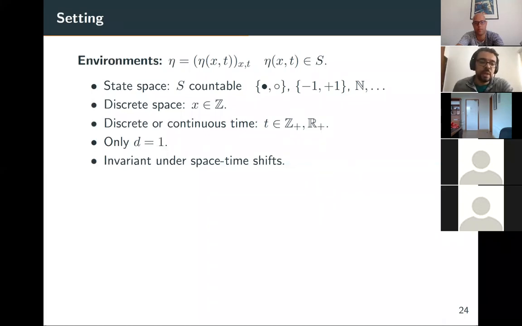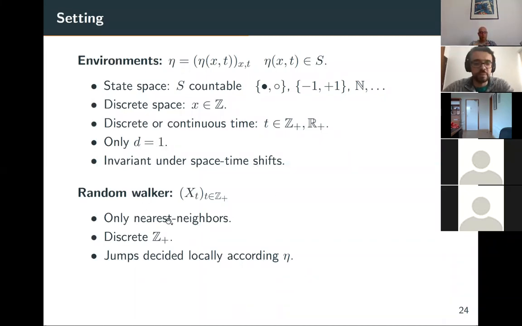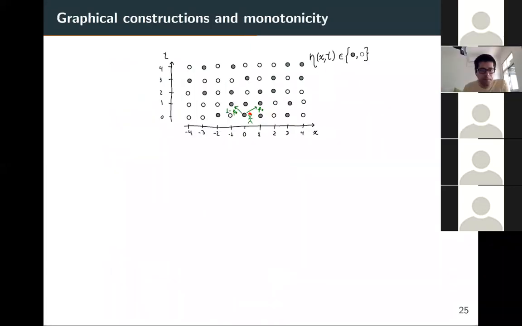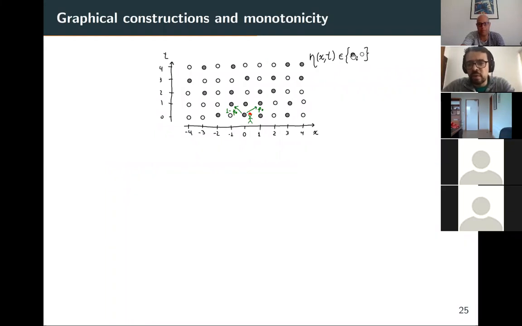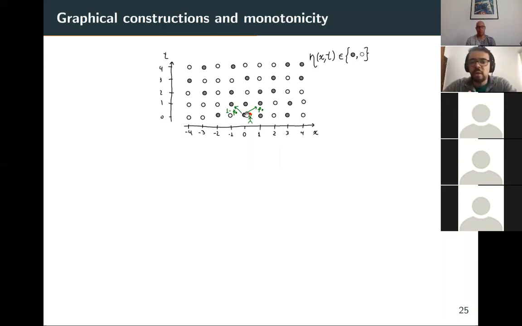And we are going to assume that this environment is invariant under space-time shifts. For the random walk, we are only considering nearest neighbors, discrete time. It could also be continuous, but here, just to keep it simpler, I'll think of discrete time. And jumps are going to be decided locally according to eta. So I just stole the picture from Augusto from the first talk. In this case, the environment can take values either particle or non-particle, and you decide to jump left or right with a probability that depends on whether you're sitting on top of a particle or on top of a hole, and the environment refreshes at the next time, then you toss your coin again.